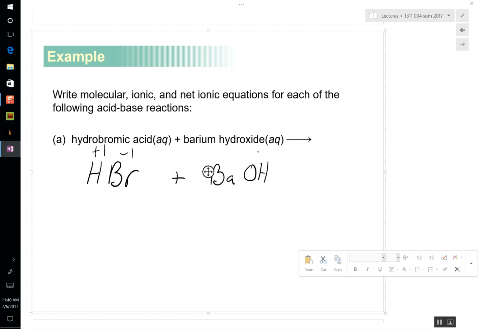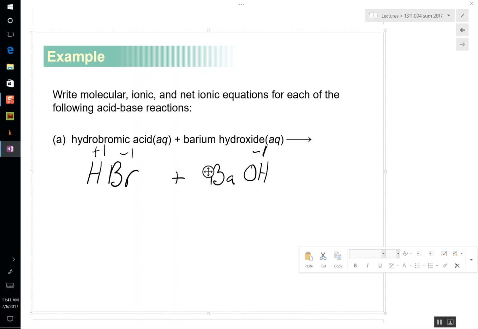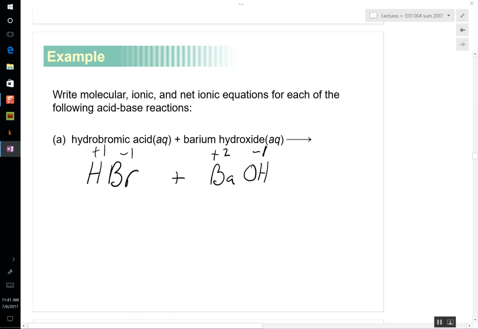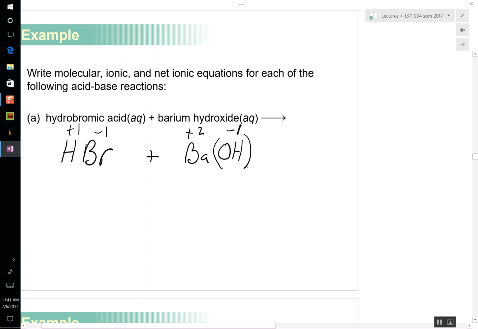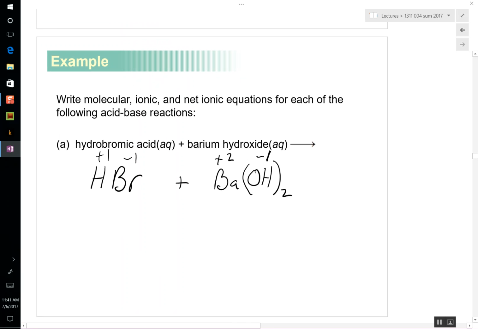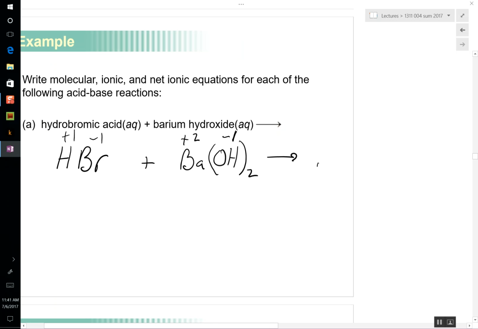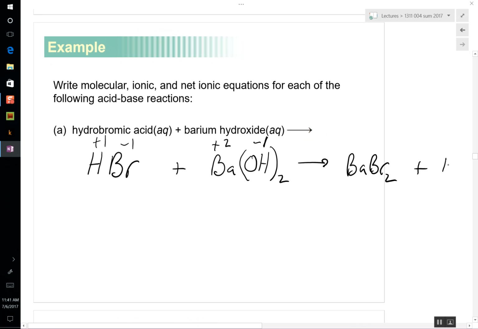Hydroxide has what charge? Negative 1. Barium has what charge? Plus 2. So we're going to bring the 2 down here. This is just the opposite of the sulfuric acid reacting with KOH. We now have a monoprotic acid reacting with a base that has 2 hydroxides. So we're going to get barium bromide plus water.